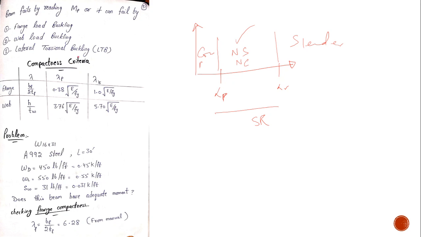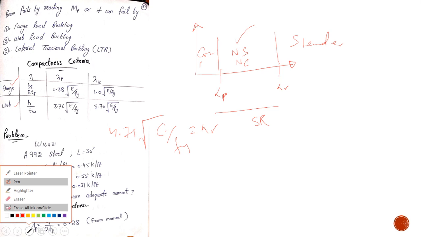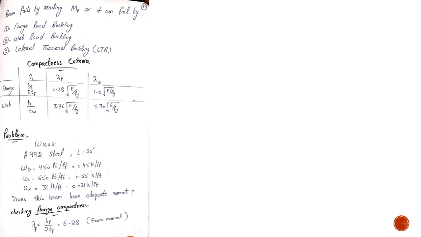So these are the compactness criteria for flange and web. It was very different for columns and very different for plate girders. The values may differ. For example, I remember lambda r for a column is 4.71 root E by Fy, and no lambda p there, I remember. So you have the notes and you can go back and go through the same lectures.